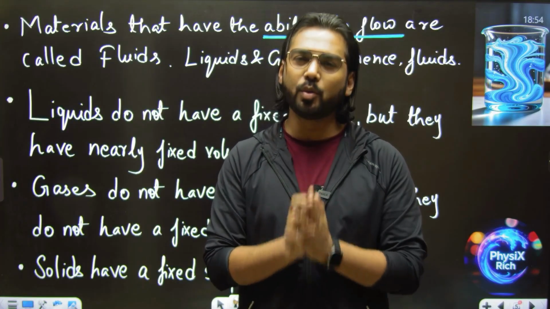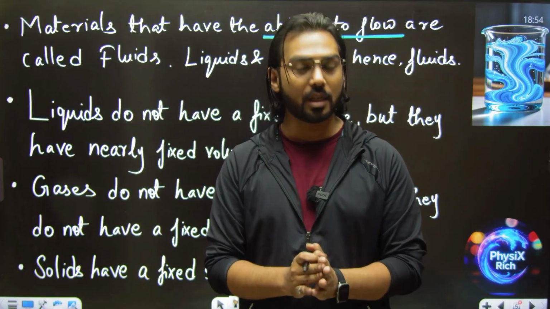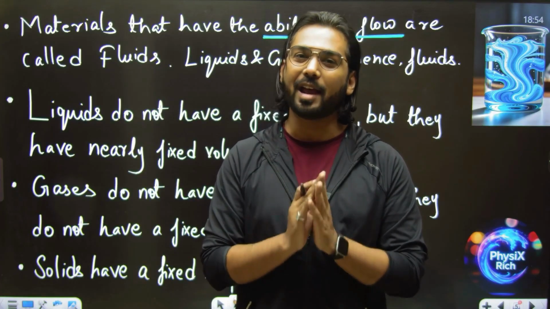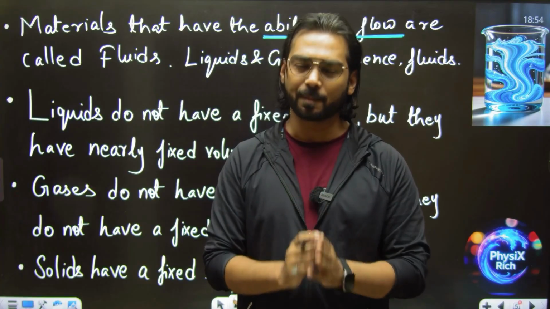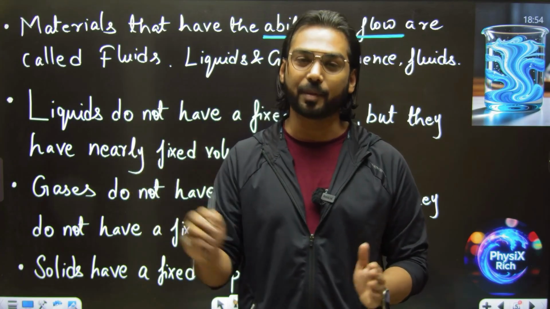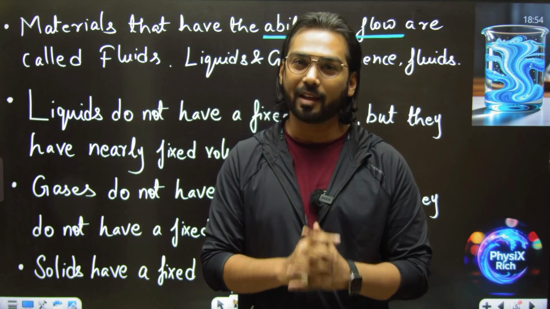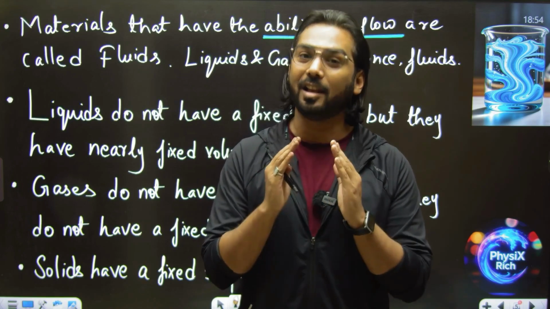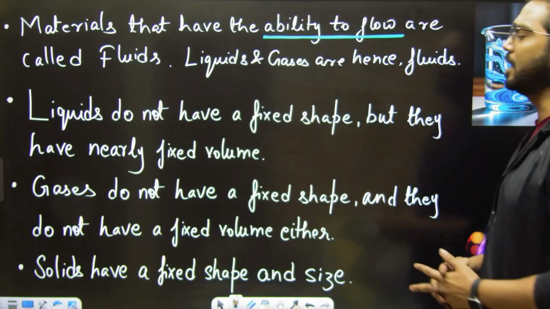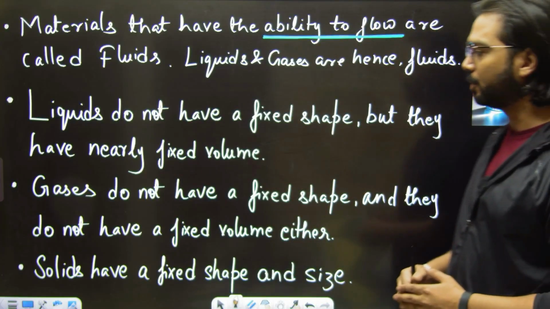And guys, the true reason is that ideal liquids, the liquids that do not have any viscosity, they cannot handle shear force. If you apply shear force on them, they just change their shape. And that's the reason why ideal liquids cannot have a fixed shape. They will take the shape of the container that you will put them in.